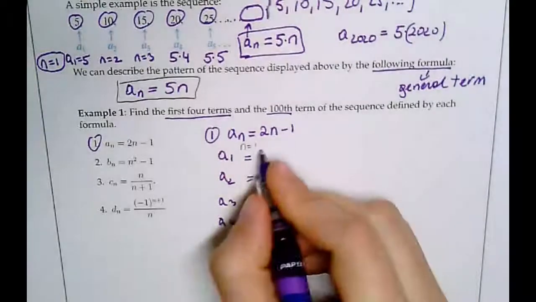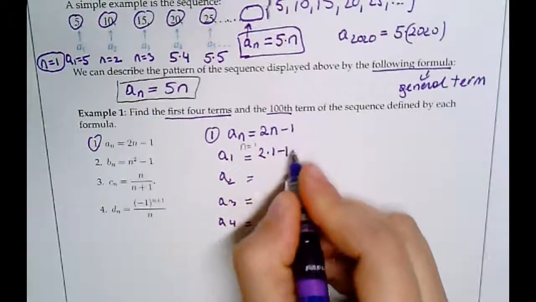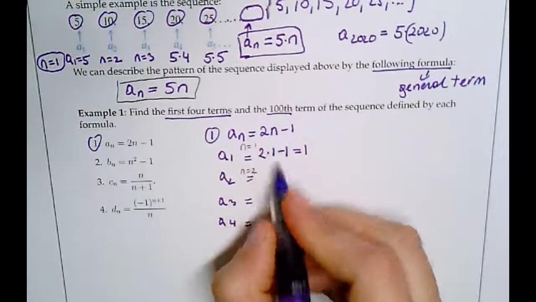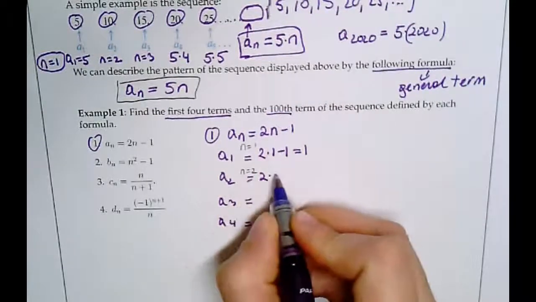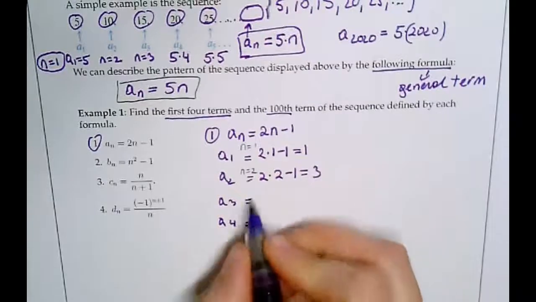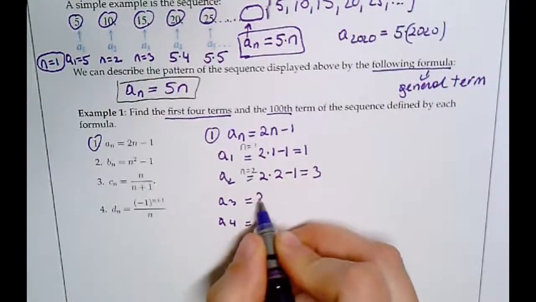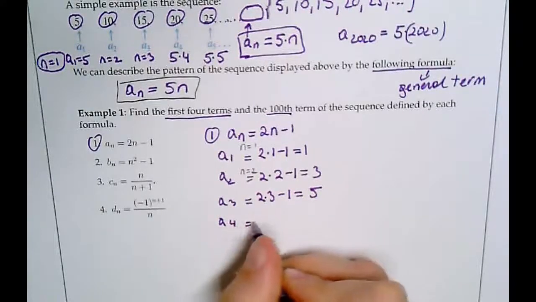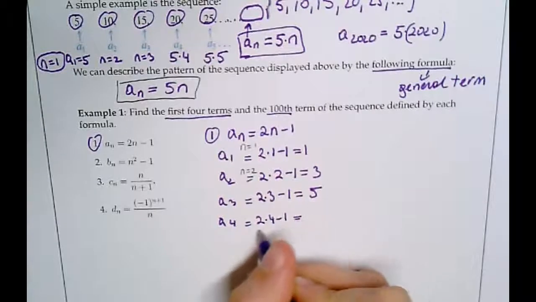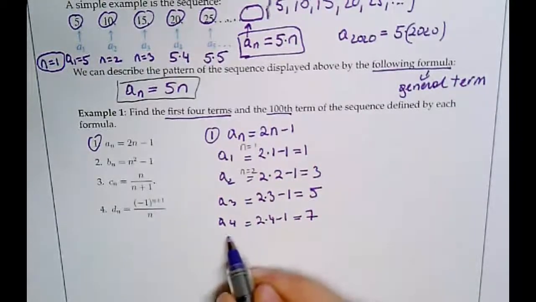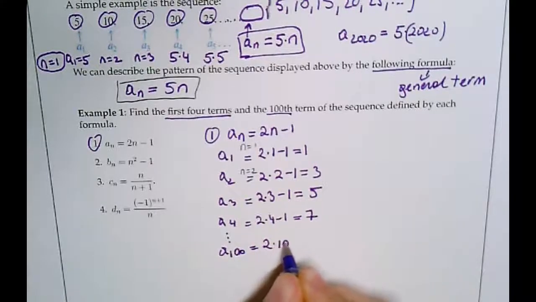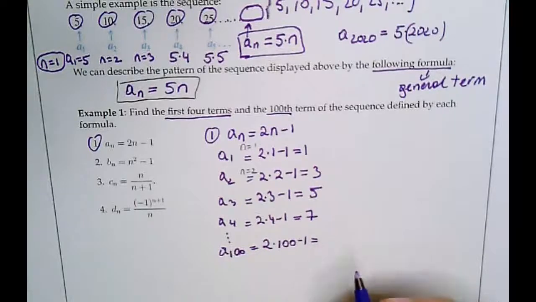A1 corresponds to n equals 1, so it's 2 times 1 minus 1, which is just 1. A2 corresponds to n equals 2, the second term in the sequence. According to the formula, this is 2 times 2 minus 1, so that's 3. A3 corresponds to n equals 3, so it's 2 times 3 minus 1, which is 5. And A4 is 2 times 4 minus 1, which is 8 minus 1, which is 7. A100 is going to be 2 times 100 minus 1, which is 199.